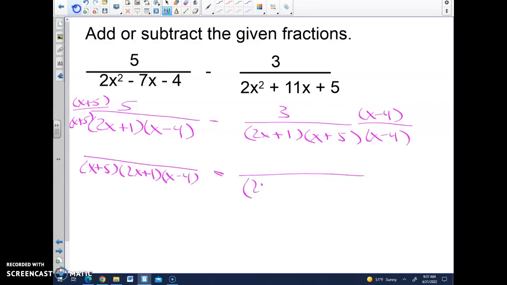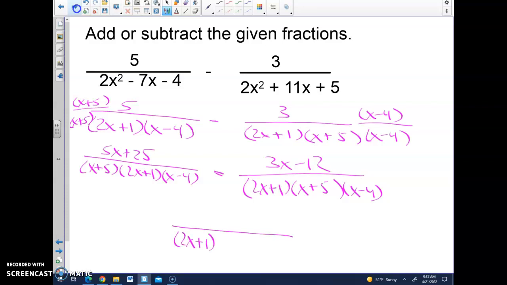And make sure you write the denominators. It may be a pain in the butt, but it does need to be done. Up top, I'm looking at 5x plus 25. On the right, I'm looking at 3x minus 12. And then my denominator, 2x plus 1, x plus 5, x minus 4. 5x minus 3x is 2x. 25 minus a negative 12, this negative goes to both terms, becomes plus 37.